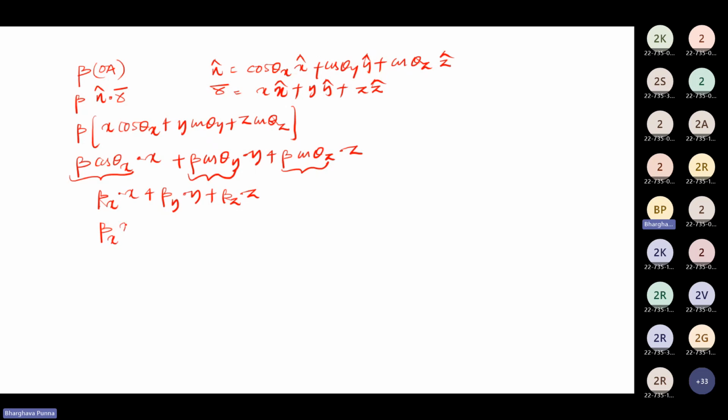So beta x x cap plus beta y y cap plus beta z z cap, it is one vector. It is in dot product with x x cap plus y y cap plus z z cap. In this manner we can write. By performing the dot product, the corresponding components are multiplied, that means beta x into x plus beta y into y plus beta z into z.